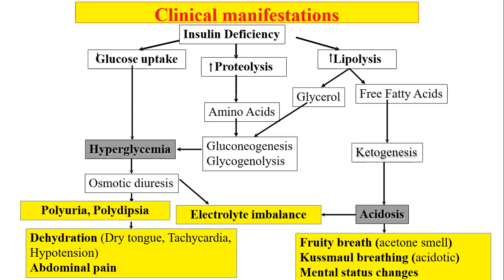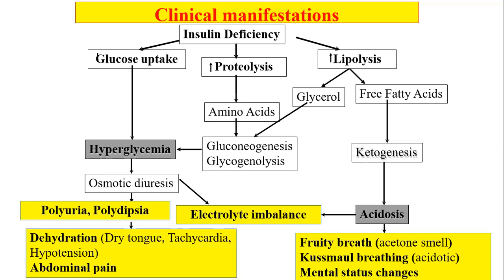So in this case, the clinical manifestations of this diabetic patient who has insufficient insulin in the body are that there is affected glucose uptake in the body, resulting in excessive glucose in the body. This type of patient will have osmotic diuresis, because you know that glucose is an osmotic diuretic. Then this type of patient will manifest with polyuria and polydipsia. They will manifest dehydration, dry tongue and tachycardia, and also they will have hypotension, and the patient will manifest with abdominal pain. And also the patient will manifest with electrolyte imbalance because of low sodium in the body.